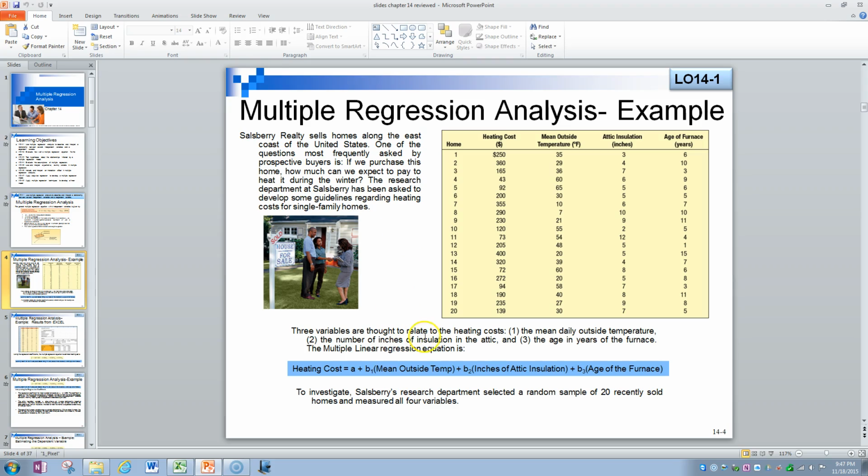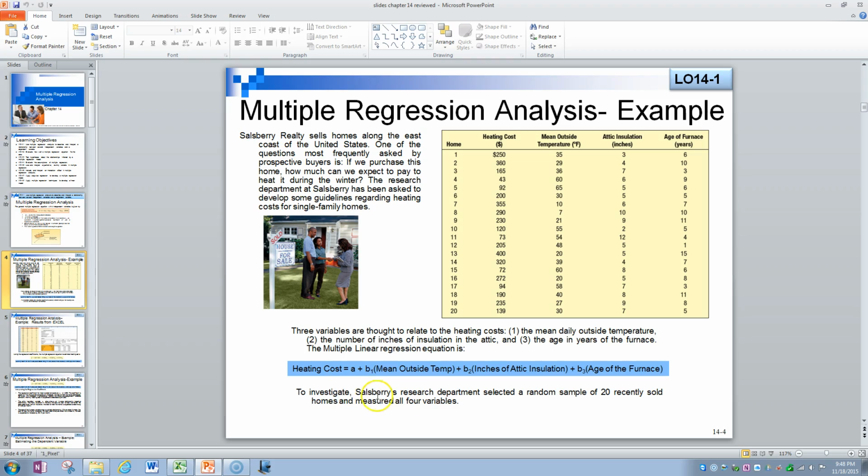Three variables are thought to relate to the heating costs: 1, the mean daily outside temperature, 2, the number of inches of insulation in the attic, and 3, the age in years of the furnace. Then the multiple linear regression is: the estimated heating cost is equal to A plus B1 times the mean outside temperature plus B2 times the inches of attic insulation plus B3 times the age of the furnace.